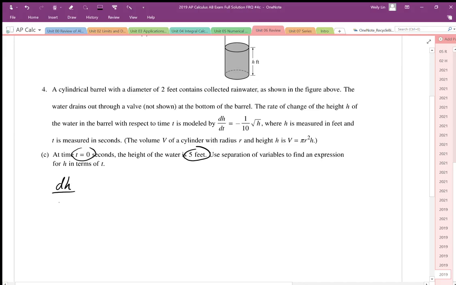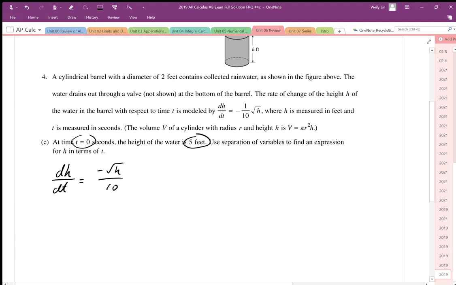dh by dt is equal to negative root h over 10. Okay, and then we're going to separate the t's with the t's and the h's with the h's. In this case there's no t, but we're going to put the dh and the root h over here, and then we're going to end up with negative 1 over 10 dt. Okay, once we've separated the variables, we can integrate both sides.